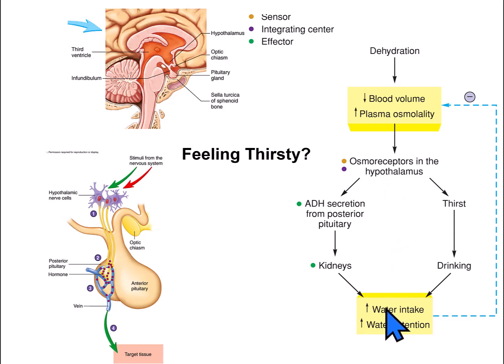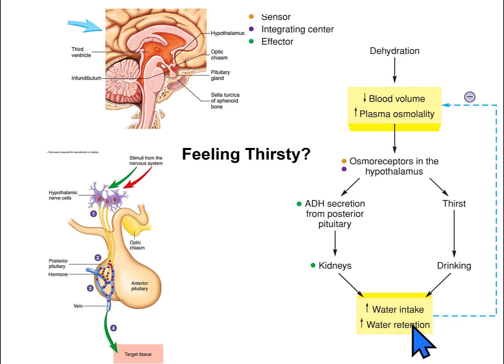The hypothalamus is going to send signals to the higher areas of your brain indicating that, hey, you're thirsty, you should be drinking water. The hypothalamus is also going to produce antidiuretic hormone, which is going to go down this neuron axon and then be released by the posterior pituitary gland into the blood. That antidiuretic hormone is going to go to the kidneys and cause the kidneys to increase water retention.